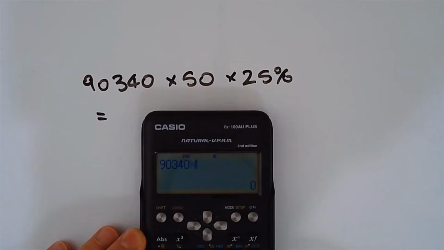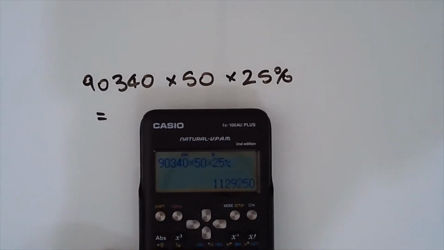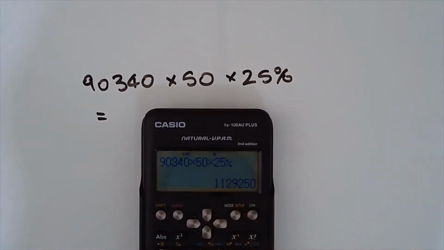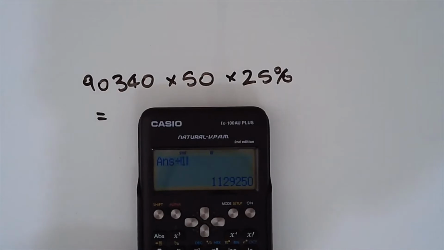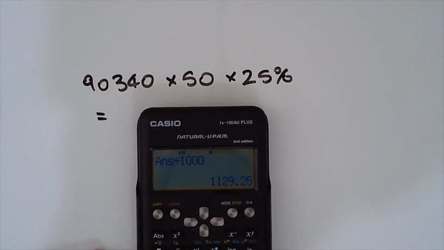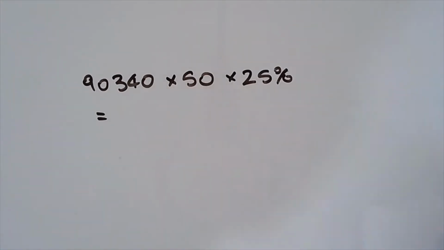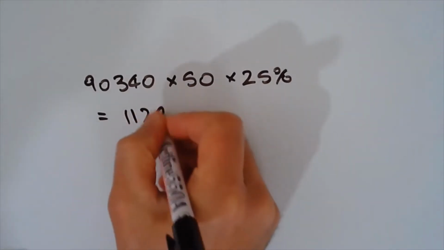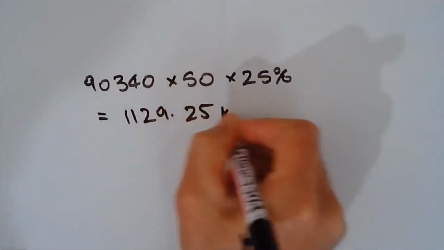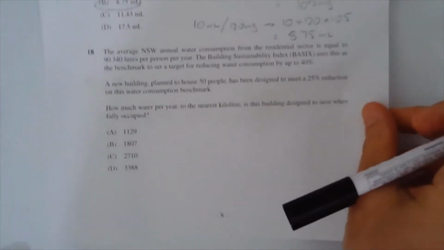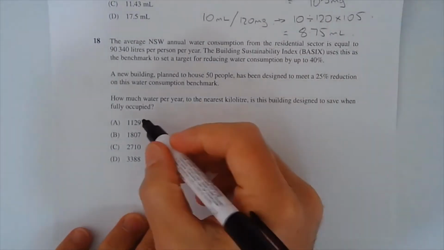90,340 multiplied by 50 multiplied by 25. And we get 1129250. Now that's in litres, we need to convert that into kilolitres. So we divide that by 1,000 and we get 1129.25. And that's kilolitres. Okay, and the closest answer to that is option A.